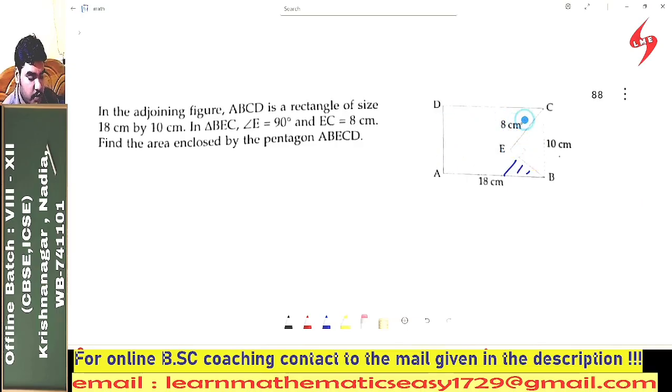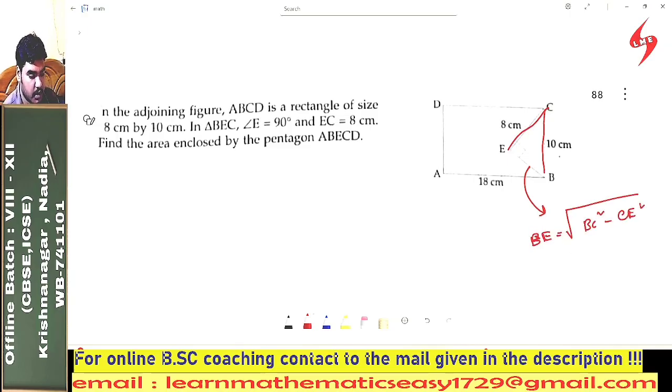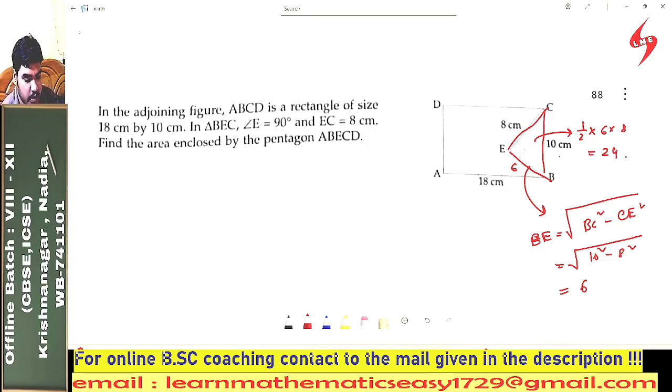For this, we need to find the base of this triangle, that is BE. This is my hypotenuse, this is my length. So BE equals root over BC square minus CE square. That means root over 10 square minus 8 square, equal to 6. So this length is 6. So area of this triangle is half into 6 into 8, that is 24 cm square.